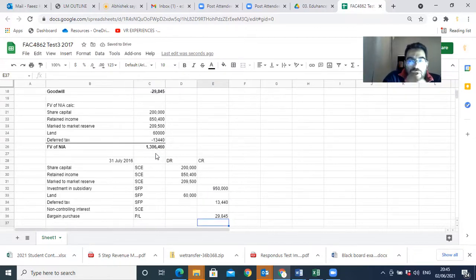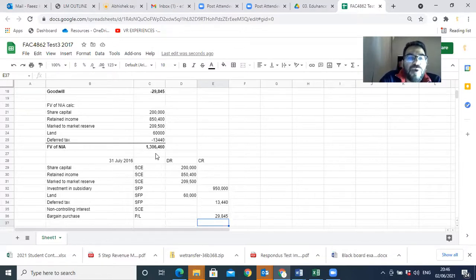Okay, so that is an important aspect. Now, what's important to take note of is the following. In the books of the parent, they may not have done the deemed disposal. They would have just acquired the additional interest. But remember, from a consolidation point of view, you are deemed to have disposed of it.